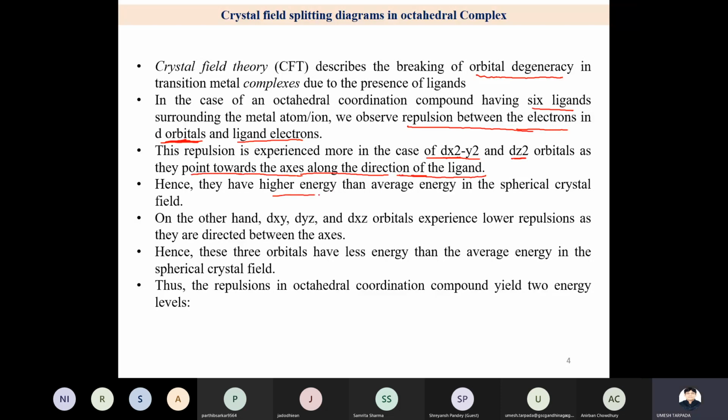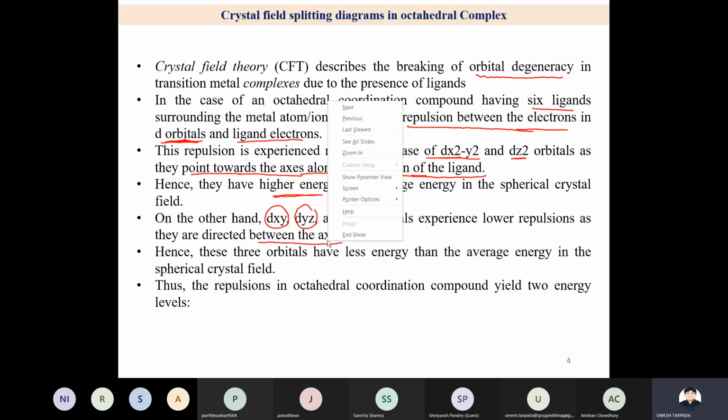So therefore this set of dx square minus y square and dz square has higher energy in a spherical crystal field. At the same time, the lobes of these three orbitals, dxy, dyz and dxz, experience less repulsion because these orbitals are directed in between the axes. This is the main difference between these two: one is in between the axes and the second one is along the axes.